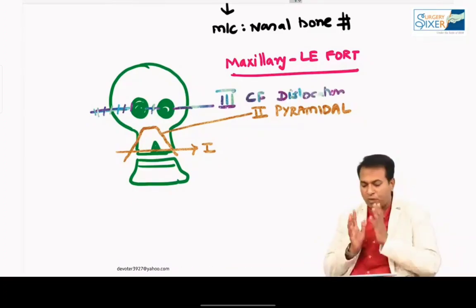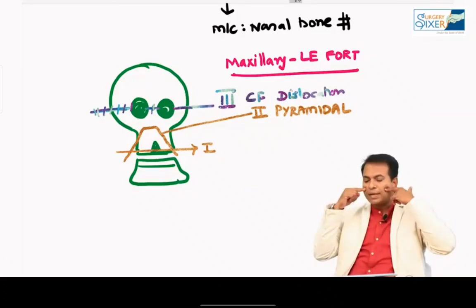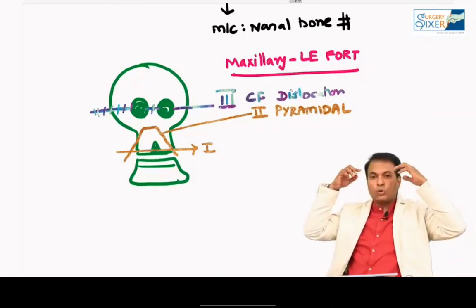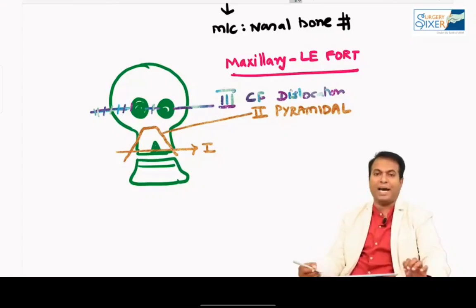So please don't forget, maxillofacial injuries are three types. Type 1 is at the level of hard palate, type 2 is pyramidal, type 3 is craniofacial dislocation. So type 3 will have CSF leak, CSF rhinorrhea will be there in type 3. So what are other injuries?